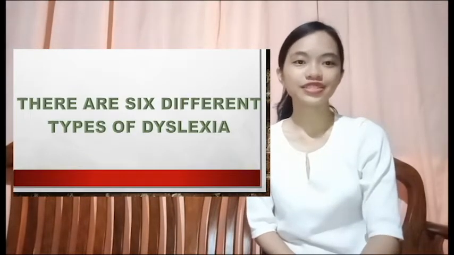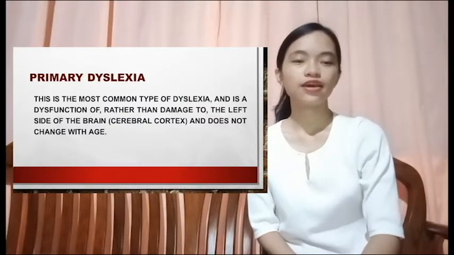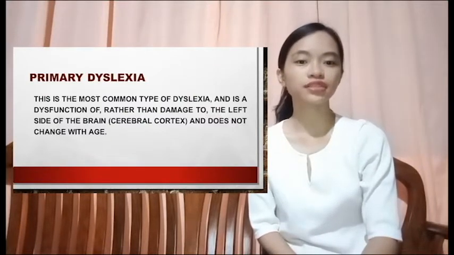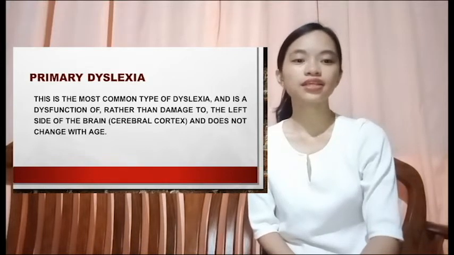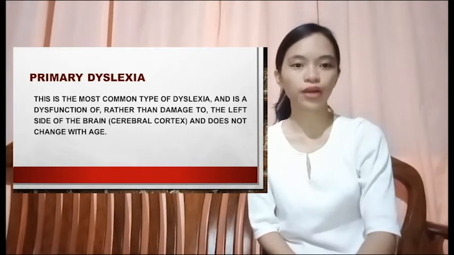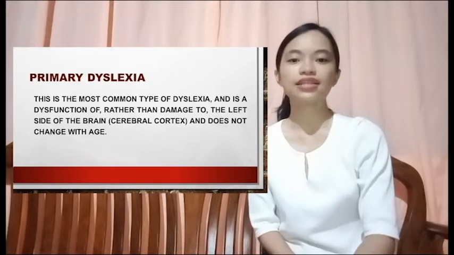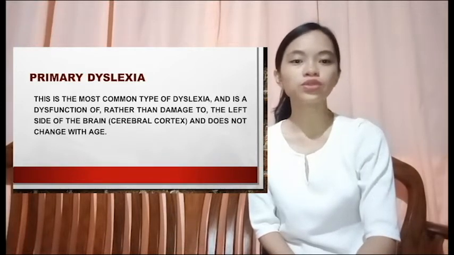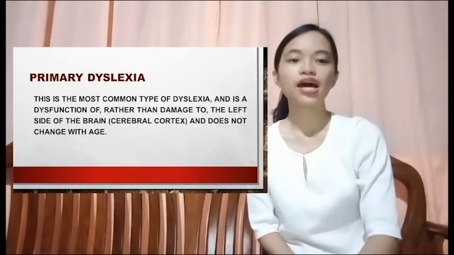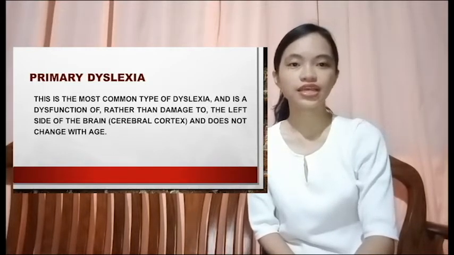Now, there are six types of dyslexia. First is primary dyslexia. This is the most common type of dyslexia and is a dysfunction of, rather than damage to, the left side of the brain and does not change with age. There is variability in the severity for individuals with this type of dyslexia, and most who receive an appropriate educational intervention will be academically successful throughout their lives.